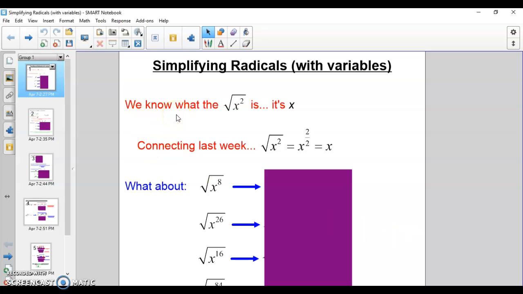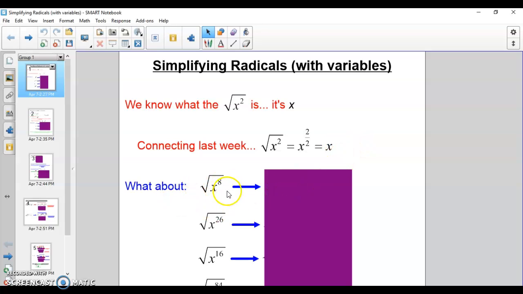We know already the square root of x. We already know what it is. It's x. Alright, if we connect last week's stuff, we have the square root of x squared. We can also write it as x to the 2 over 2 power, which 2 over 2 is just 1, so we just get x to the first, or just x.